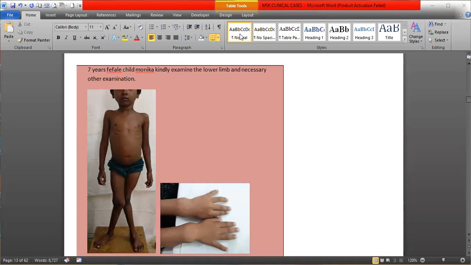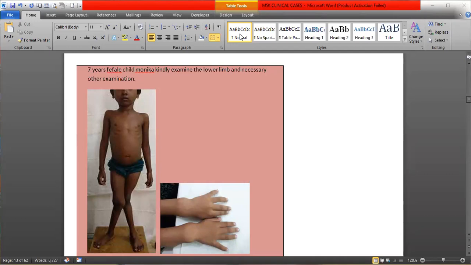Rickets has several varieties. What type of rickets? Most probably it is a case of vitamin D deficient rickets. It may be X-linked hypophosphatemic rickets, but that is less likely because... Maybe vitamin D deficient, or vitamin D dependent rickets type 1, VDDR type 1, or VDDR type 2.